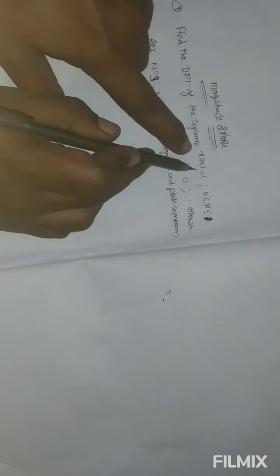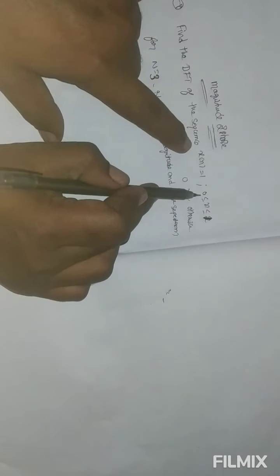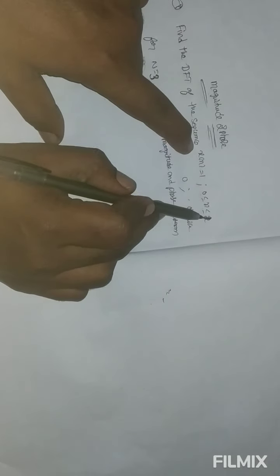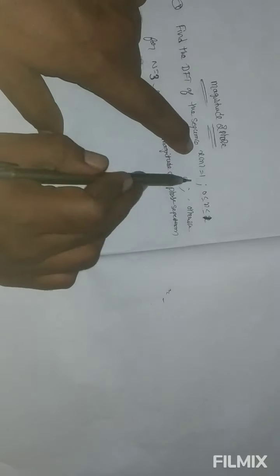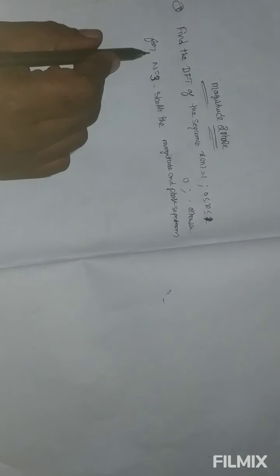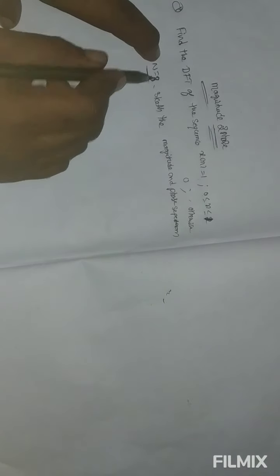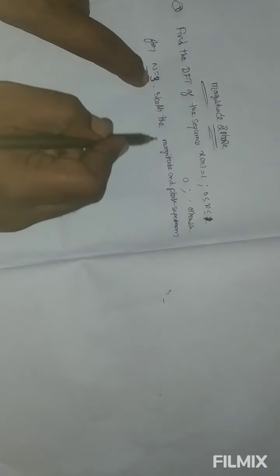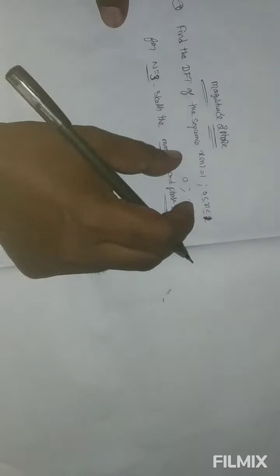Today's topic is the magnitude and phase spectrum of the DFT. Find the DFT of the sequence x of n equal to 1 for 0 less than or equal to n less than or equal to 1, and 0 otherwise. For N equal to 3, find the 3 point DFT. Sketch the magnitude and phase spectrum. First we calculate the DFT of the given sequence.